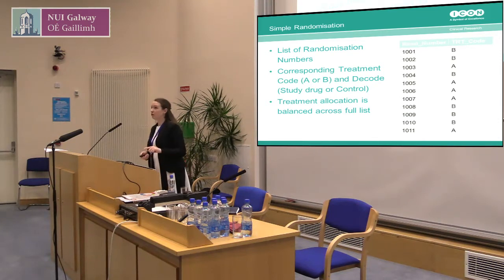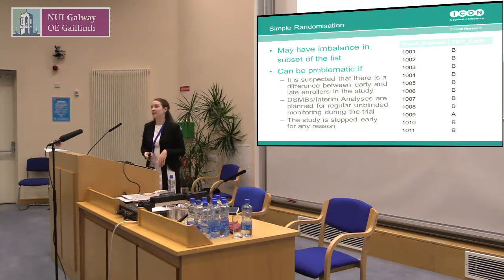But it doesn't follow that in the first 10 patients, 5 of them will be A and 5 of them will be B. In fact, it could look like this. And in the first 11 patients, as you see there, you could have 10 Bs and only 1 A. This could be problematic if it's expected that there is a difference between the early and the late enrollers in your trial. For example, the early enrollers may be the people who have got very severe case of the disease, who are on the waiting list. As soon as this trial opens, I want to be randomised into it. And then as the time goes on and the recruitment period goes on, you're getting the milder cases who have to be convinced to join the trial.